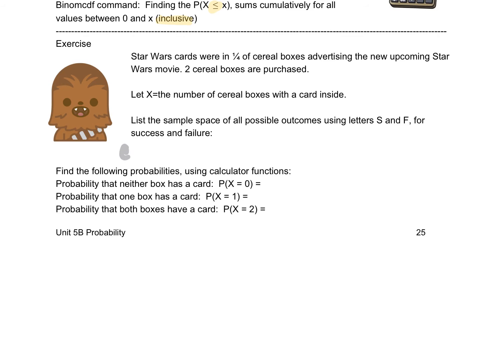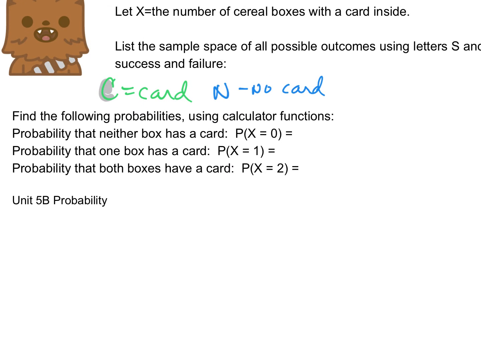So C is we have a card, or N is no card. So it is binary. Every time we get a card, is that independent of the other cereal box? Whether one box has it is not dependent on whether another box has it. So it passes independent, doesn't it? Do we have a set number, n? Yeah, 2 boxes. So our little n is 2.